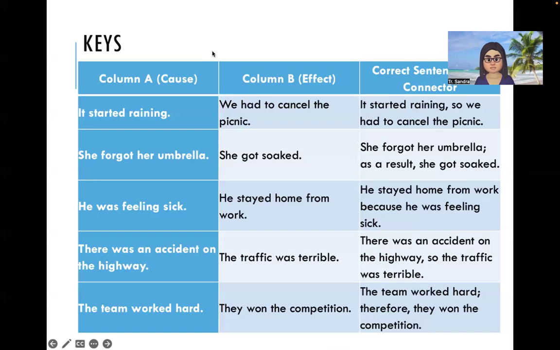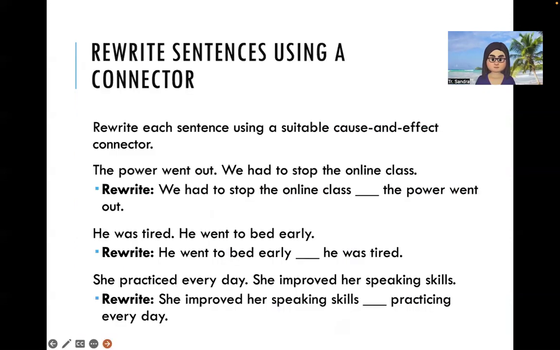So now we'll be moving to another one this time. We are going to rewrite sentences using a connector. Rewrite each sentence using a suitable cause and effect connector. So the first one here, we will have a look. The power went out. We have to stop the online class, okay? I'm just kidding, no? But I try to use an inverter and I still continue my lessons, okay?